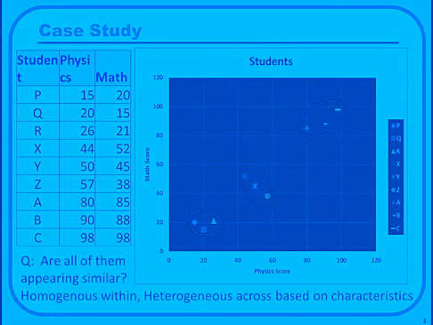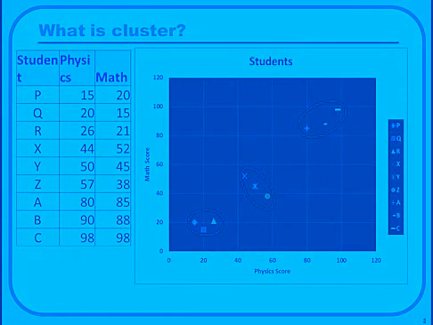So this introduces you to the concept that these are groups which are homogeneous within and heterogeneous across. And how did you think that they are similar? By just a look, you plotted them based on these input parameters, physics and math, and by look itself they seem similar, right? So if you think of it, you have just developed a cluster. These three are the cluster.